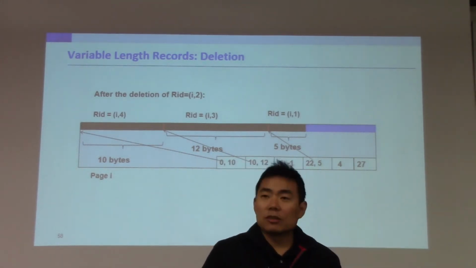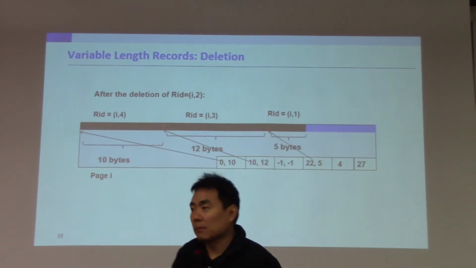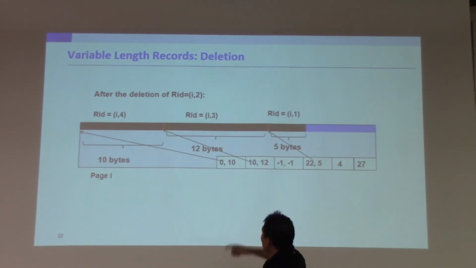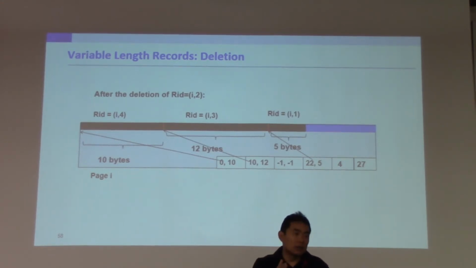Another approach, as suggested by him, is that, okay, I don't want to shift all of them backward. I'm going to delete this record, shift all of them forward, then insert a new version of this record at the end of the record space.